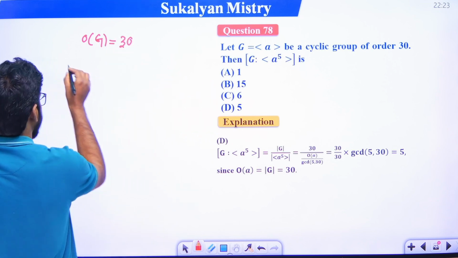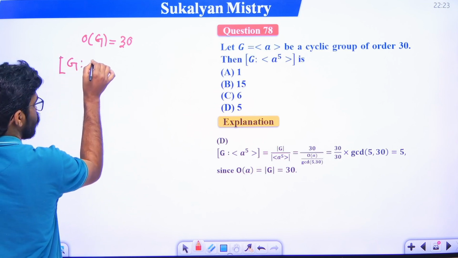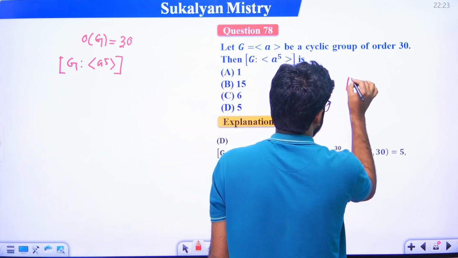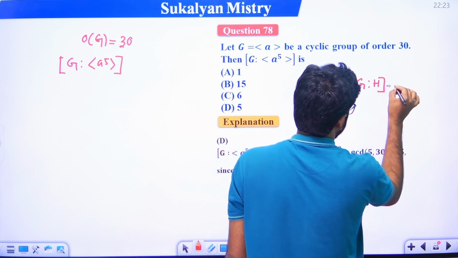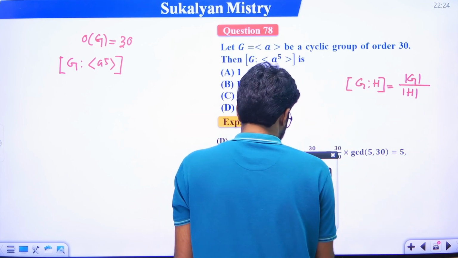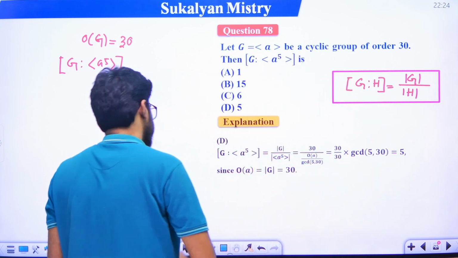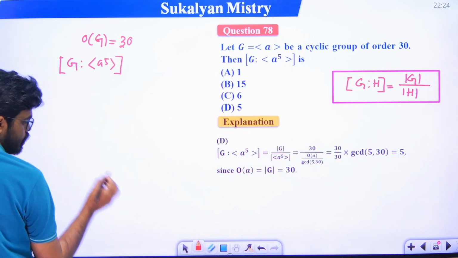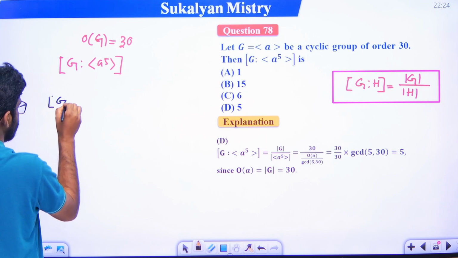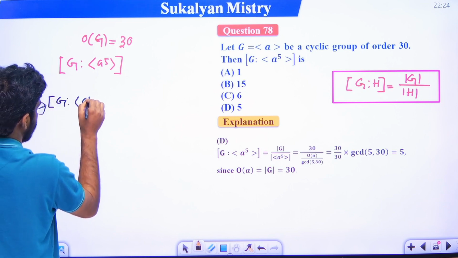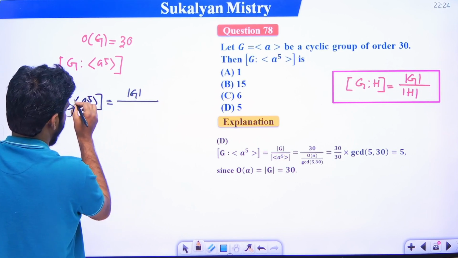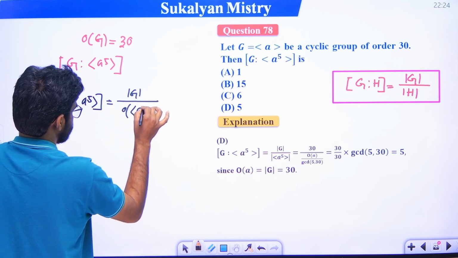Okay, we have to calculate G colon H. Just recall this, G colon H, that is order of G divided by order of H. Note this point, just apply this. So here we have to calculate this, or this is called index basically. Just consider this H, so order of G divided by order of this element.